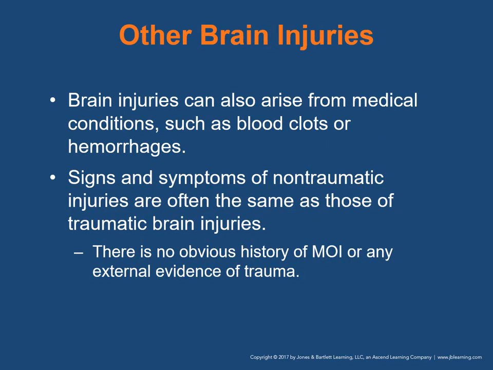Now, some other brain injuries that we need to discuss are the following: Brain injuries can arise from medical conditions such as blood clots or hemorrhages. Problems with the blood vessels, high blood pressure, or other problems may cause spontaneous bleeding into the brain, affecting the patient's level of consciousness. This is known as altered mental status. The signs and symptoms of non-traumatic injuries are often the same as those of TBIs, even if there is no obvious history of MOI or any external evidence of trauma.